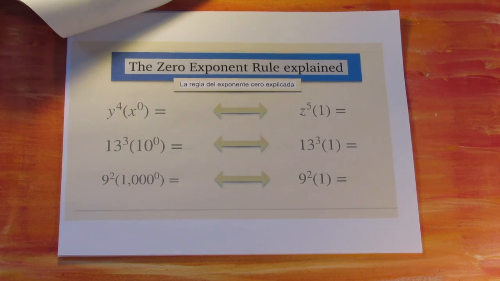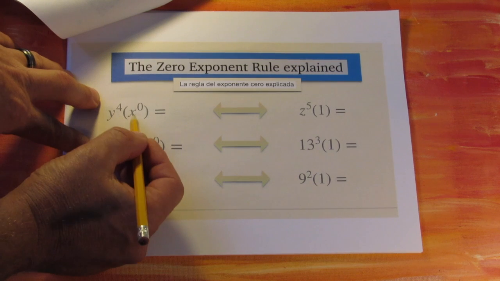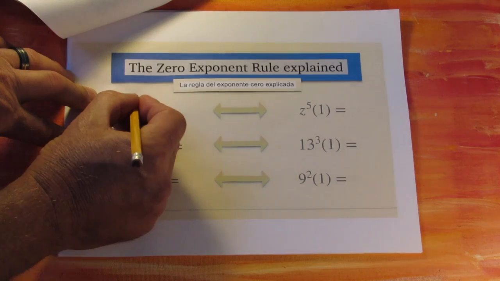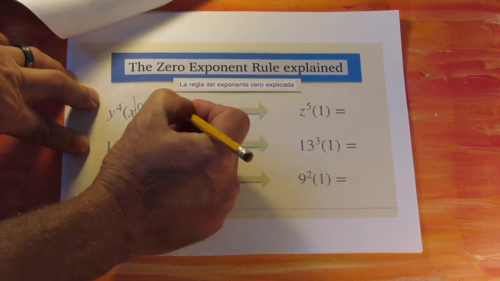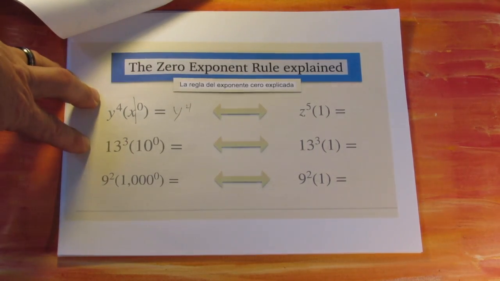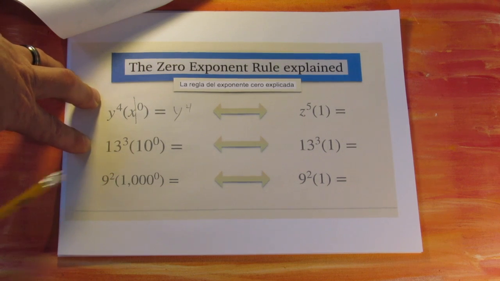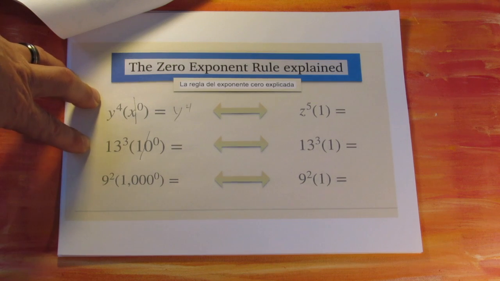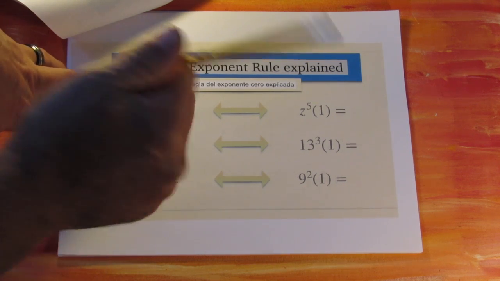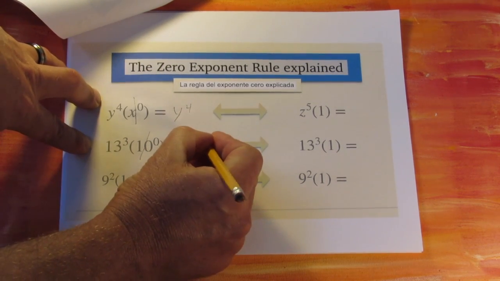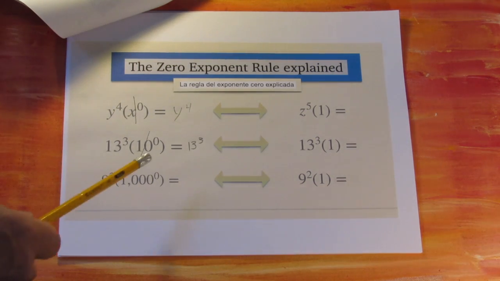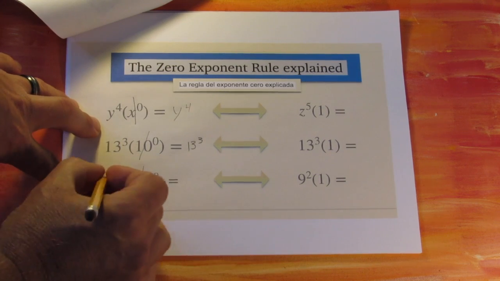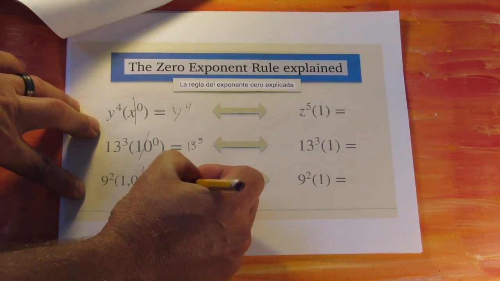So what happens if the base is a little bit different? Well, again, this is x to the 0 power. I'm telling you that that equals 1. So y to the fourth times 1 is y to the fourth. If I look at a problem like this, it's the same thing. That has to equal just 1 because of what I showed you on the product rule. 13 to the third power times 1 is 13 to the third power. It doesn't matter how big the number gets, it's still equal to 1. So 9 squared times 1 is 9 squared.